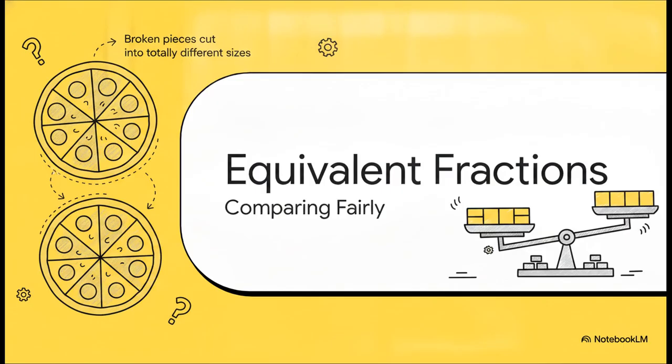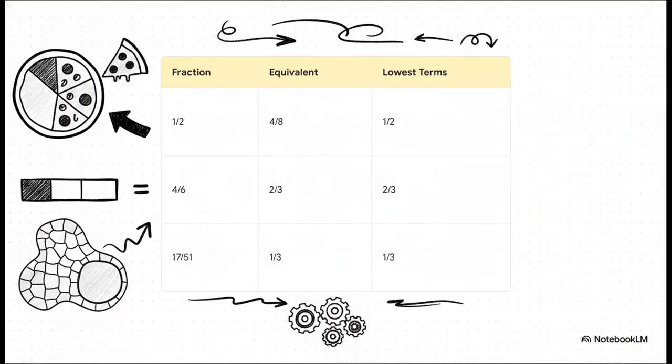Comparing equivalent fractions. Now we're shifting our focus a bit to evaluation. How do we fairly compare fractions when the broken pieces are cut into totally different sizes? Now, what's really interesting about this slide is that completely different numbers can represent the exact same mathematical share. Look at this. 1/2 is exactly the same amount as 4/8. 4/6 is exactly 2/3. Even something messy looking like 17/51, yeah, that's actually just 1/3 in disguise. We call these equivalent fractions.